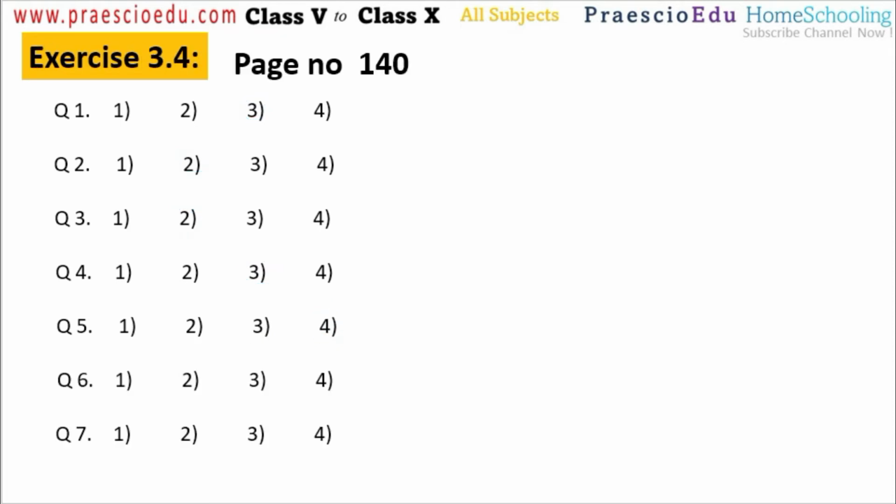Now we are going to solve exercise 3.4, which is available on page number 140. The numbers given are 11, then 17, then 23, 31, and 37. If you see, these are all prime numbers in ascending order.